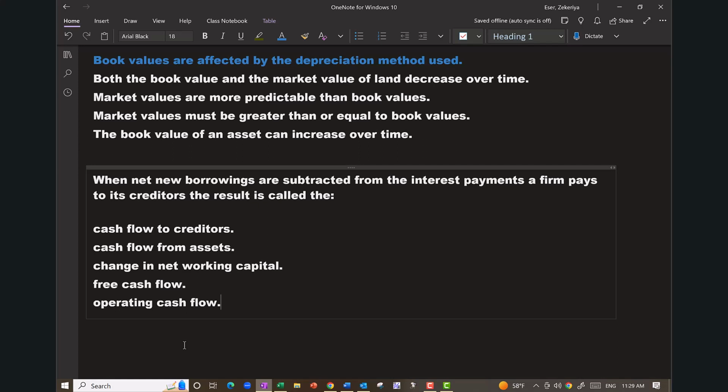What do you think? Which one is this? Cash flow to creditors. Exactly. And your explanation would be that is the definition. Write the definition. Cash flow to creditors is interest expense minus what you want to call net new borrowing. Done. Again, I'm not guaranteeing there will be, but there could be.